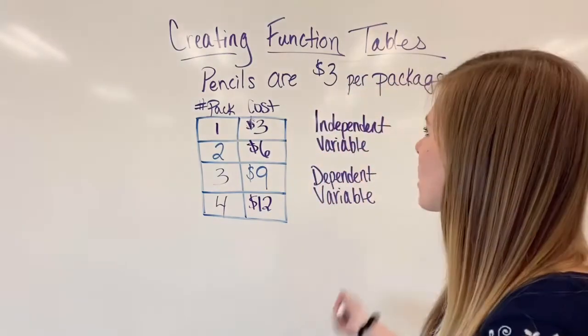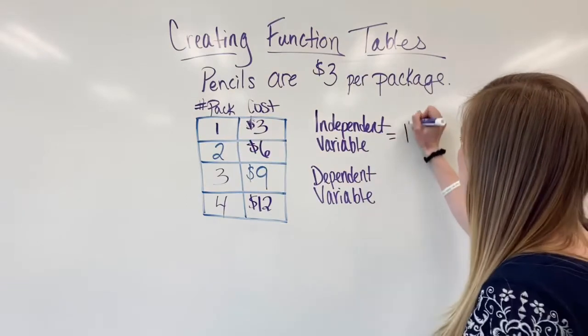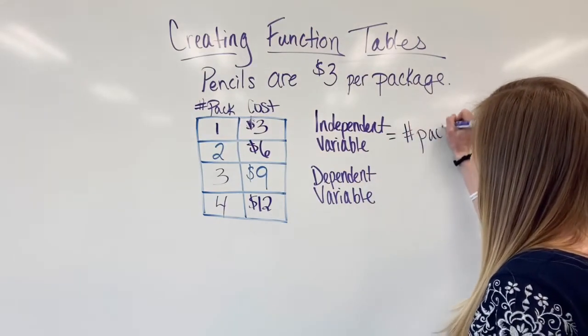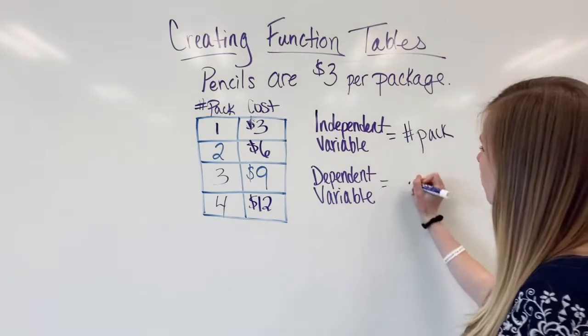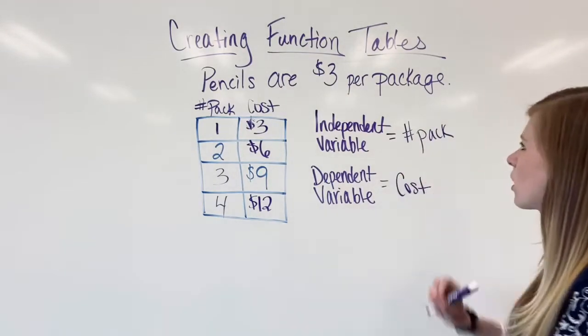So I'm going to say that my independent variable is going to be the number of packages, and my dependent variable is going to be the cost.